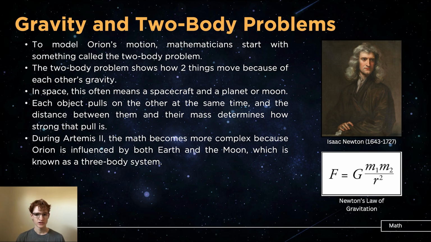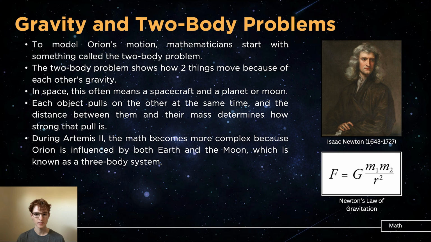To model Orion's position, mathematicians start with something called the two-body problem. The two-body problem looks at how two objects move because of each other's gravity, usually a spacecraft and a planet or moon. Both objects pull on each other at the same time, and how strong their pull is depends on their mass and the distance between them. The two-body problem was formulated by Isaac Newton. For example, Earth pulls strongly on Orion because the Earth is massive. The closer Orion is to Earth, the stronger that pull becomes.